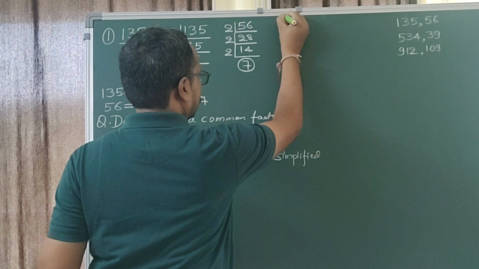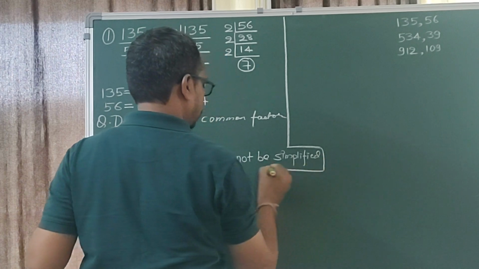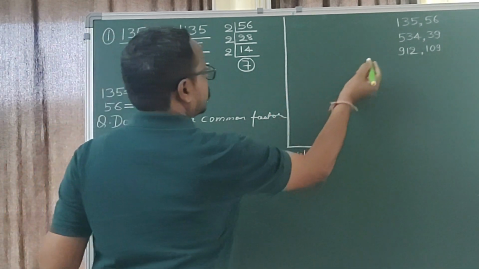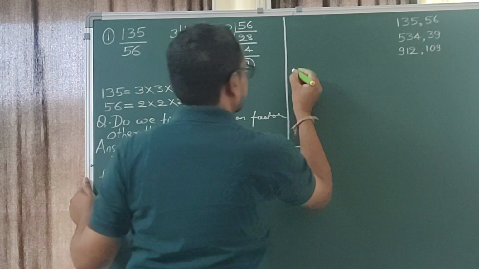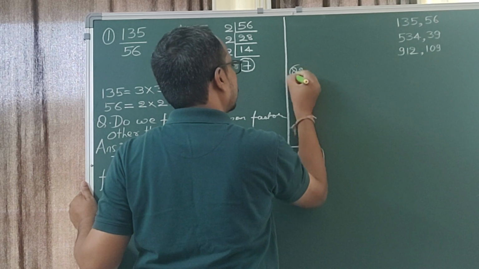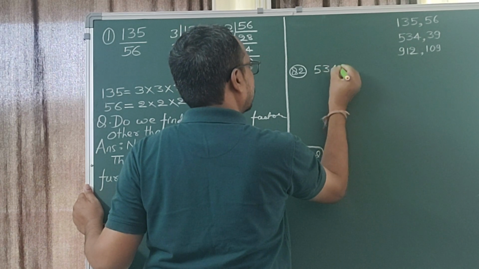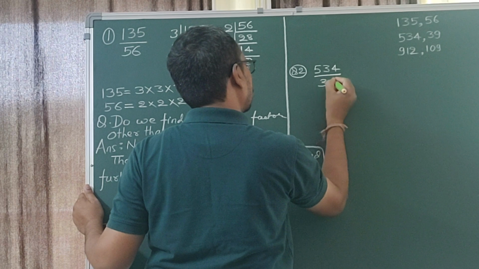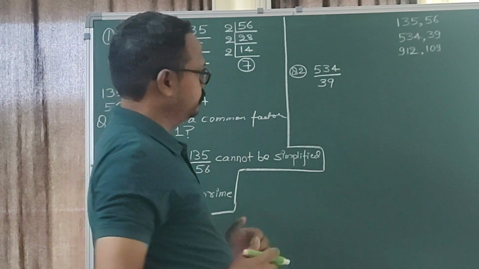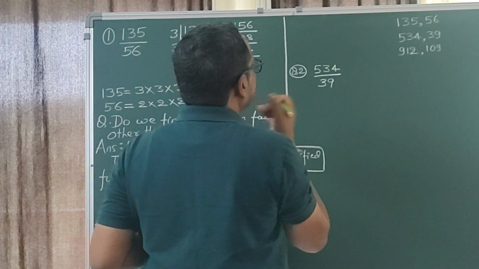So we'll start with the second one here. For the next one you are going to take 534 upon 39. So we have to check, can we simplify it further or not? So what is the way? The same way we will adopt. Okay. So let us start.